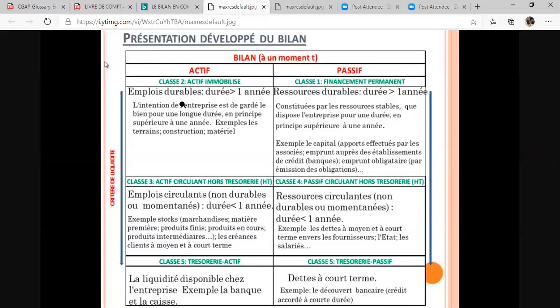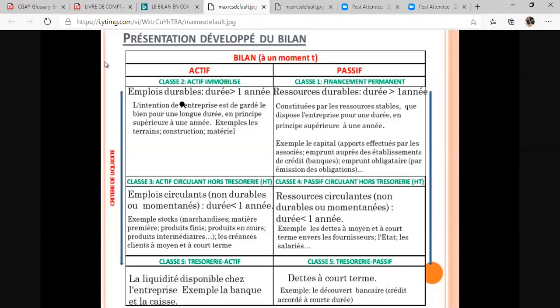So yeah, that's it for class 4. Class 5, I repeat, is la trésorerie active. This one comprises methods of payment and how you as a business keep your money. So it would encompass things like cash in hand, cash in bank, and so on.